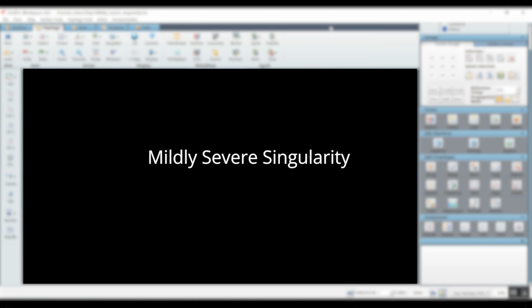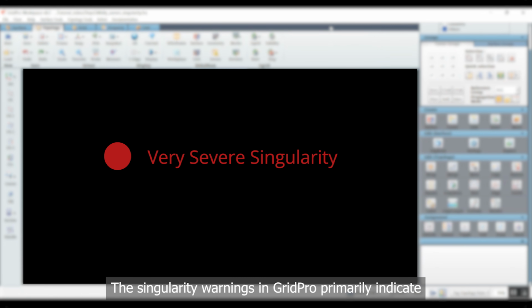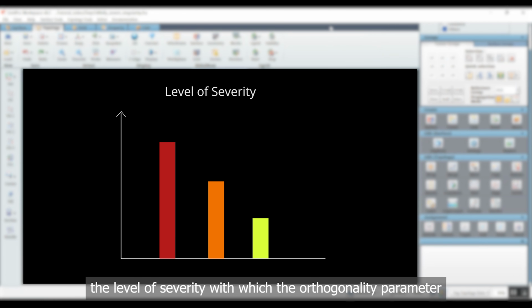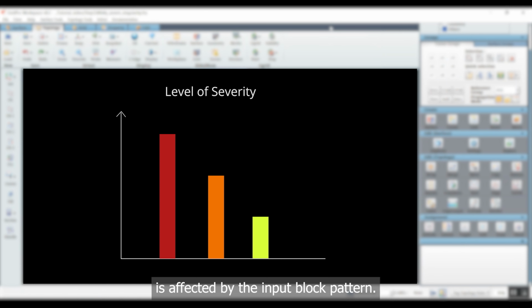A mildly severe singularity is shown in yellow, a mediumly severe singularity is shown in orange, and a very severe singularity is shown in red. The singularity warnings in GridPro primarily indicate the level of severity with which the orthogonality parameter is affected by the input block pattern. Mediumly severe singularity.